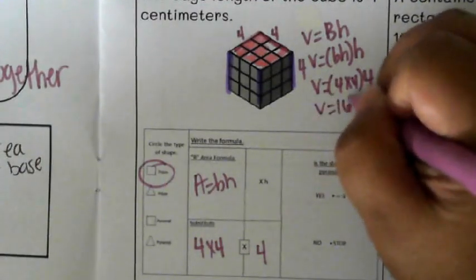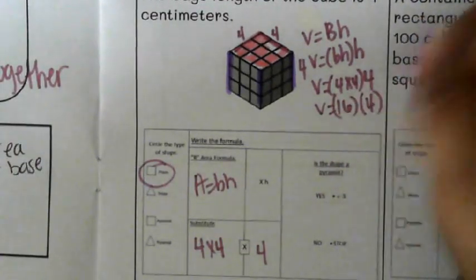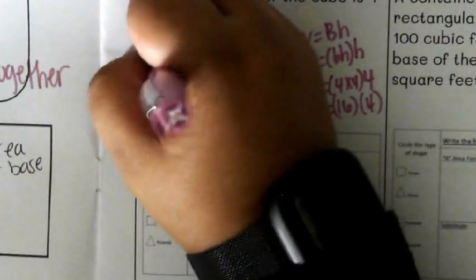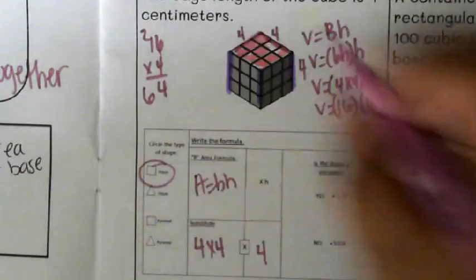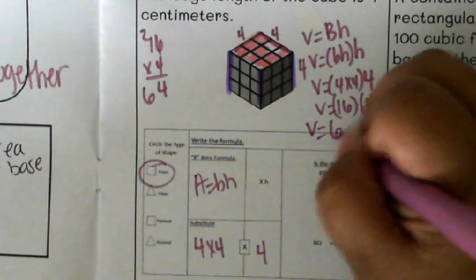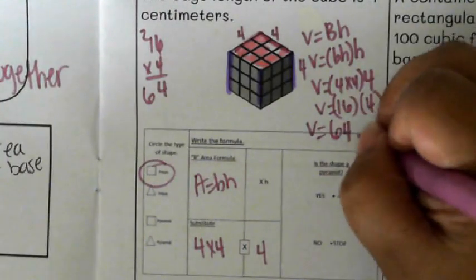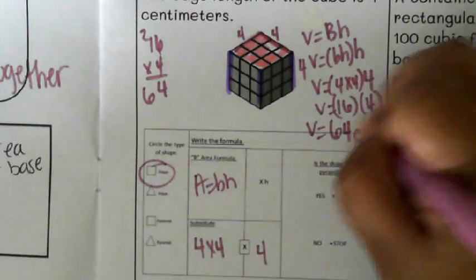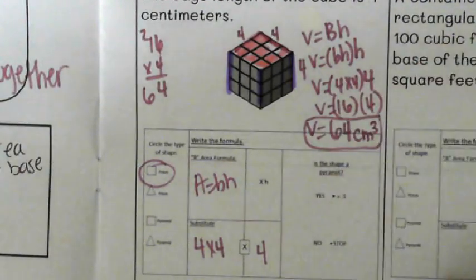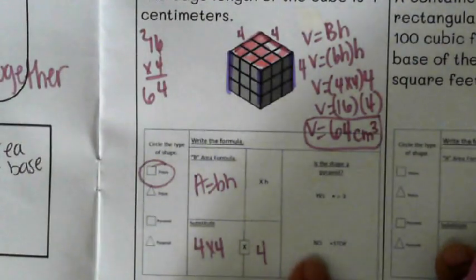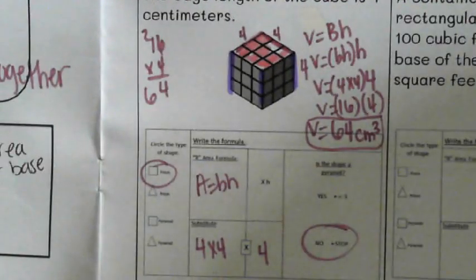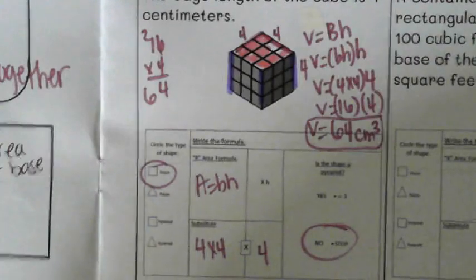So over here I'm going to multiply 16 times 4. 6 times 4 is 24. 4, 5, 6. So what I get is a volume of 64 centimeters cubed. Now, again, let's check ourselves. Is this a pyramid? No, it's not, so I can stop. All right. Let's go to the next question.